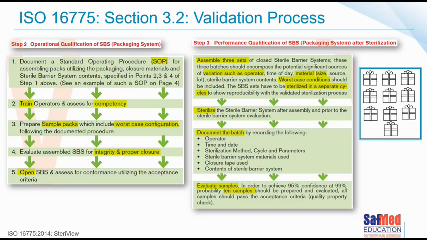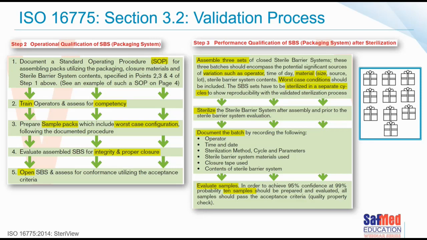You prepare sample packs, which have to include worst case configurations, so really heavy items or awkward things, so bulky things that are difficult to seal. Then you need to assemble these packs and evaluate them, look for proper closure and integrity. Do they look good? Have they come together properly? Excellent. Open some of them now and actually assess how they open. This is before sterilization, remember? Did it work? Didn't it work? Part 3 of the process, start all over again.